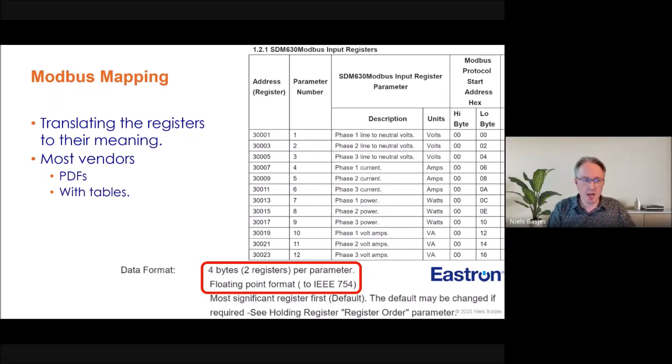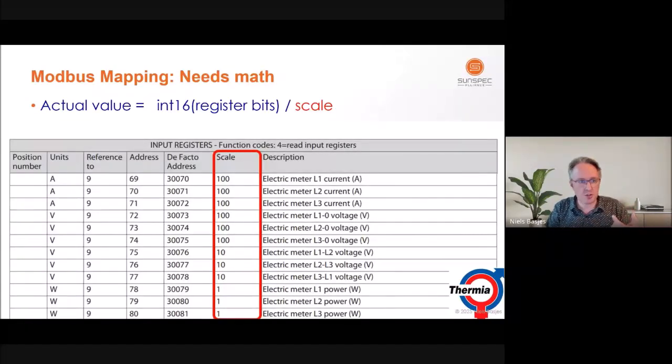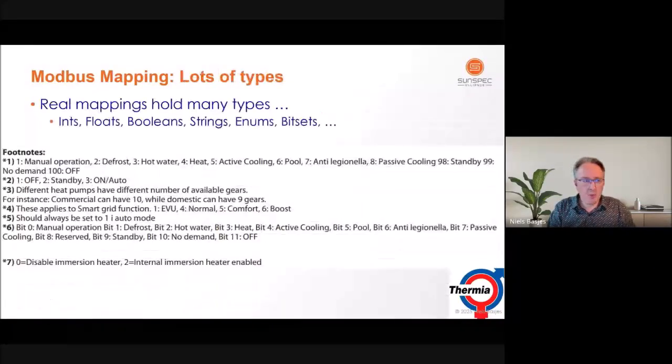Okay. But if I then go to my thermal heat pump, there they also have things like a current and a voltage. There they say, no, it's a single 16-bit register, and you have to divide the value you get out of that by the scale they put in the PDF. So divide by 100 or divide by 10, depending on which one it is. And what I also found is that there are a lot more than just a few numbers. There are floats, integers, booleans, strings, enumerations, bit sets. There are lots and lots of variation in what devices can offer.